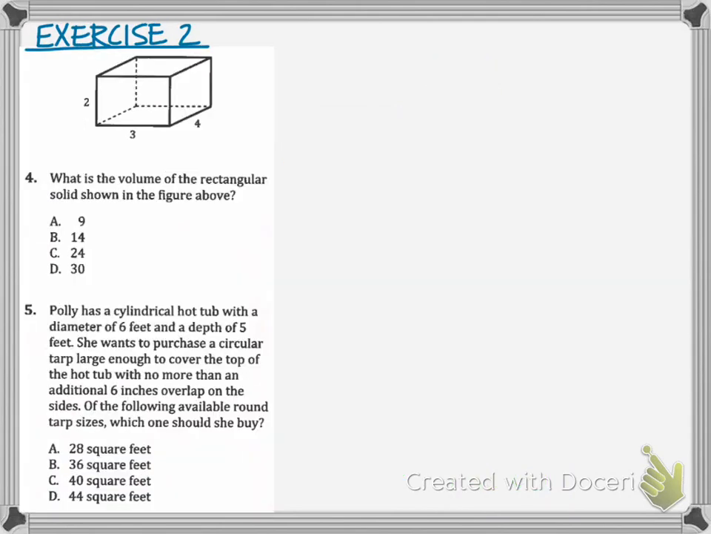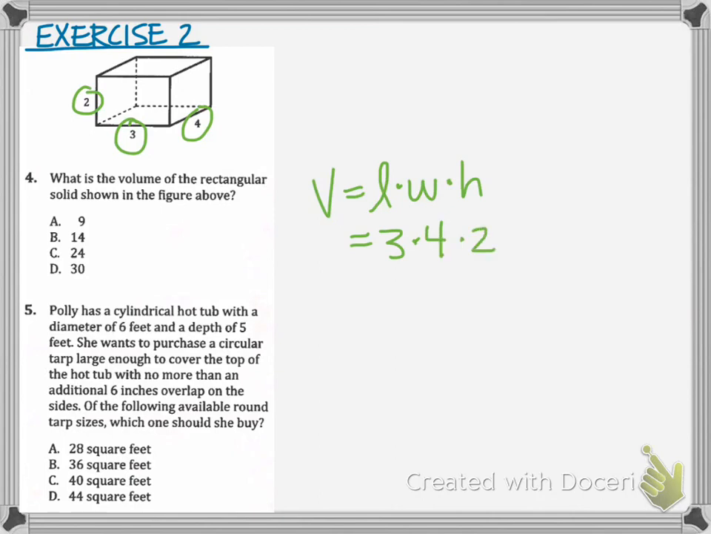For number 4, volume of a rectangular solid is length times width times height. We are given all 3 of those measurements, so we're just going to plug them in. We can multiply them in any order. 3 times 4 is 12. 12 times 2 is 24. So our volume is 24 units squared, which is C.